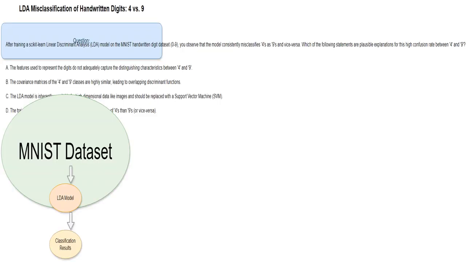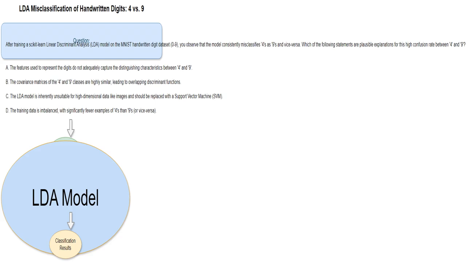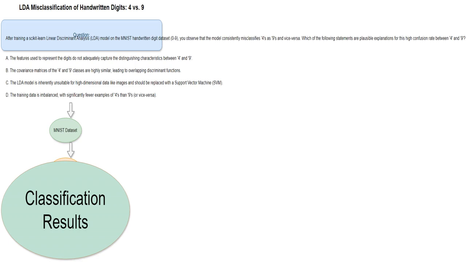This is a large, publicly available dataset of handwritten digits, commonly used to train and test image classification models. This refers to a specific machine learning model, linear discriminant analysis, used in this scenario for classifying the handwritten digits. LDA is a technique for dimensionality reduction and classification. These are the results of using the LDA model to classify the handwritten digits. In this case, there is high confusion between the digits 4 and 9.